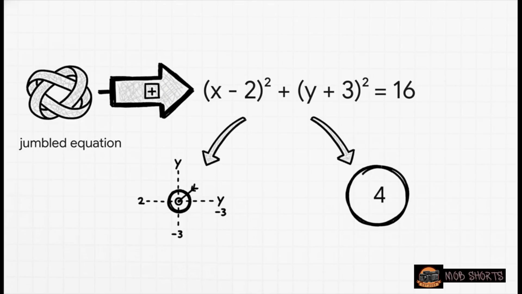And voila! After all that, our messy equation magically transforms into this. (x minus 2) squared plus (y plus 3) squared equals 16. Now we can see everything perfectly. The center? Just look at the brackets and flip the signs. It's (2, negative 3). The radius? Well, r squared is 16, so the radius has to be the square root of that, which is 4. See? All that hidden info is right there in the open now.